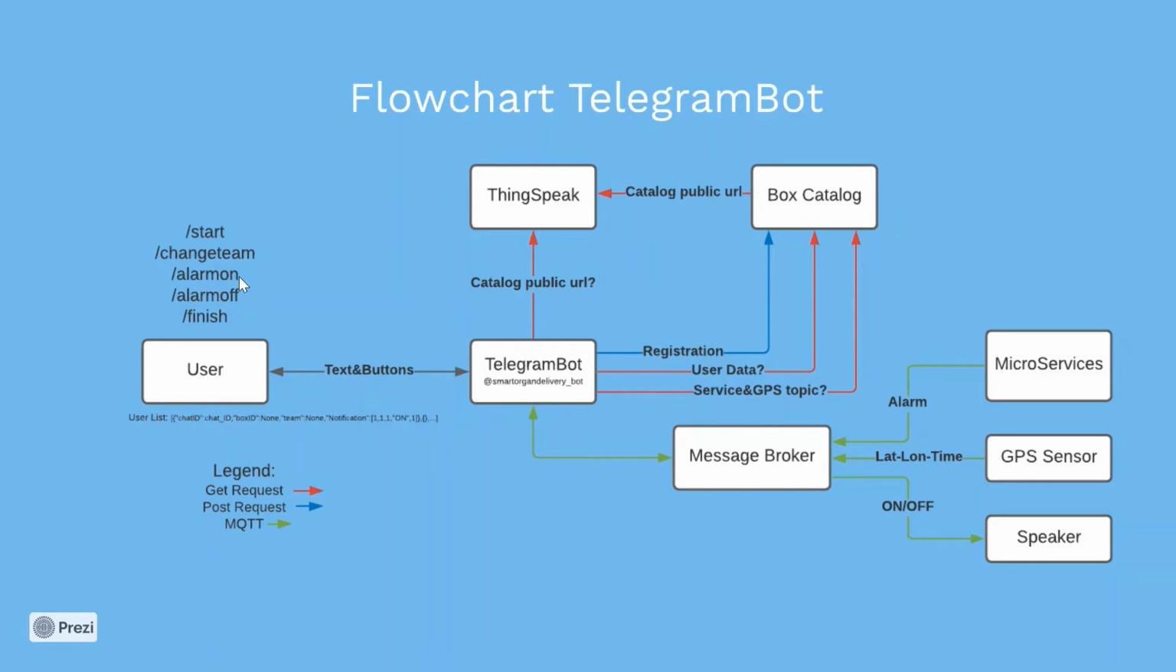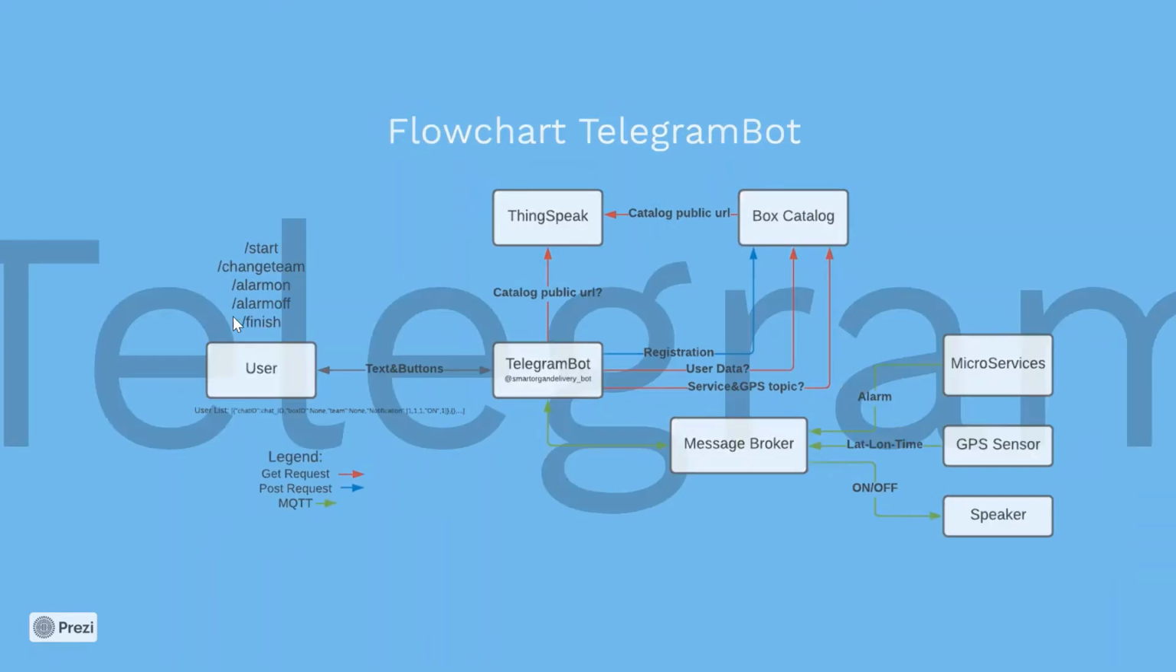The alarm on and alarm off commands allow to activate or deactivate the bot notification of a particular parameter selected through buttons. Automatically it sends a message as MQTT publisher in order to turn off or turn on the speaker. The finish command will end the communication and the bot will delete the chatted information from the list.